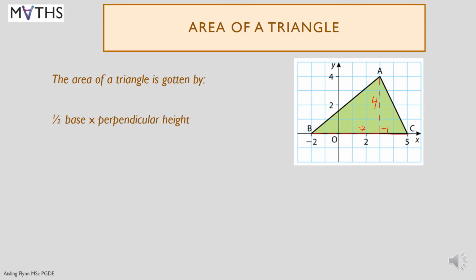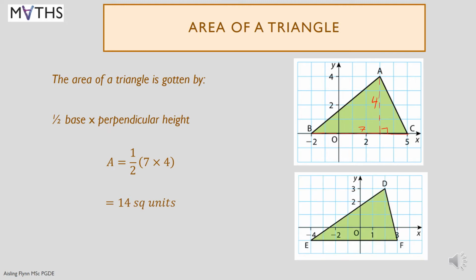So if you have a triangle that has one of its sides horizontal, like so, the picture here, or indeed vertical, you can literally just count the base and a perpendicular height. So half the base by the perpendicular height, that would be half of 7 times 4, which is half of 28, which is 14 square units, and that's our answer.